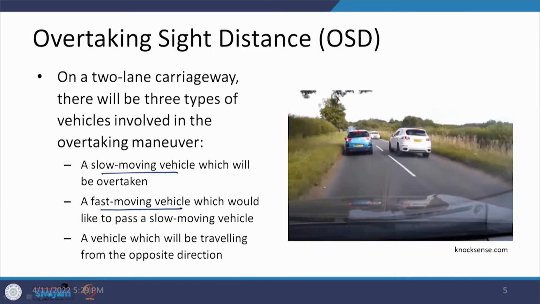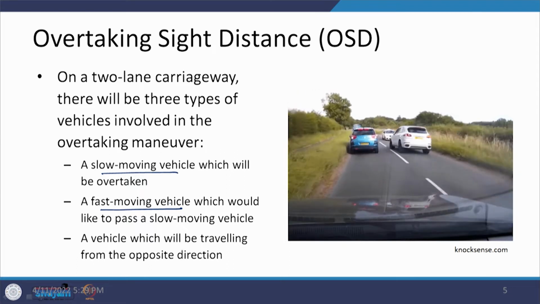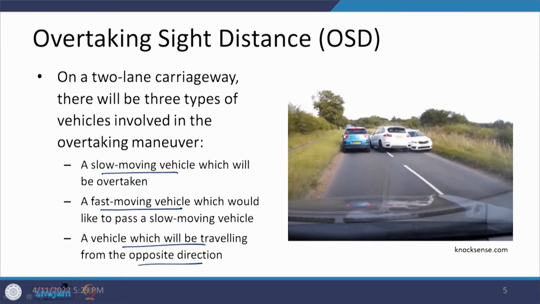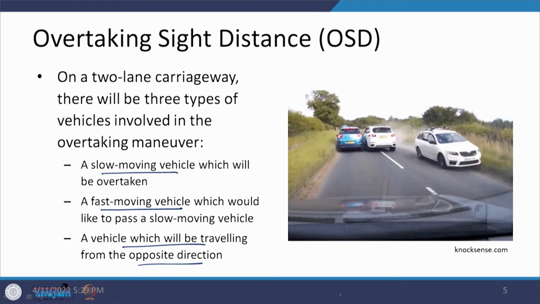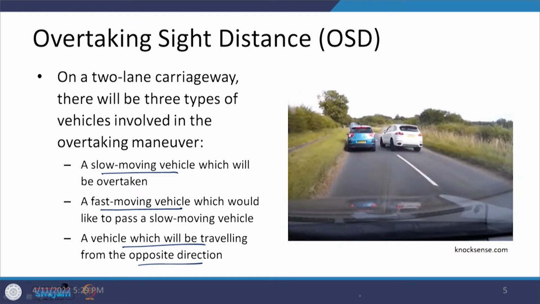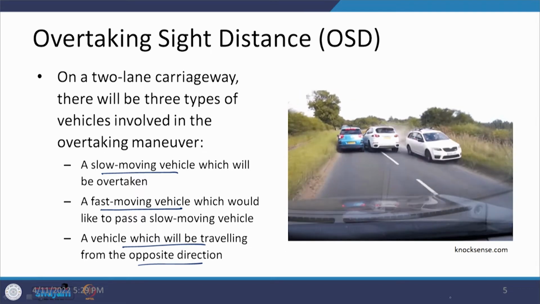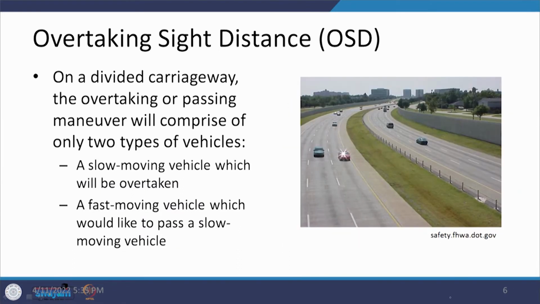There is a fast moving vehicle which would like to pass the slow moving vehicle, and that means overtaking is going to be there. And of course, there is a vehicle which is coming from the opposite direction, and if this road is having a single directional traffic, then this vehicle which is coming from the opposite direction is not there. So, we are not going to consider that, and that will happen in the case of the multi-lane divided systems also. So, in that direction, let us look at this divided carriageway system.